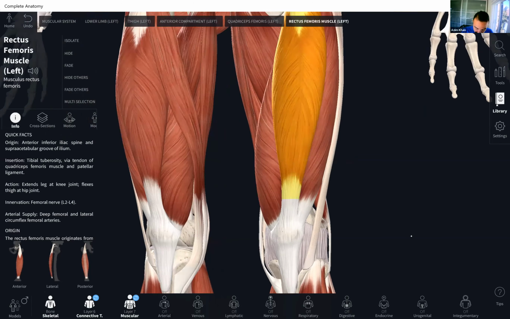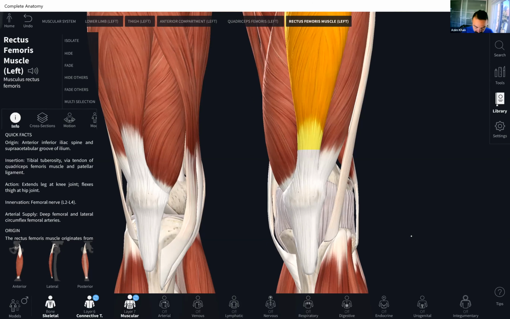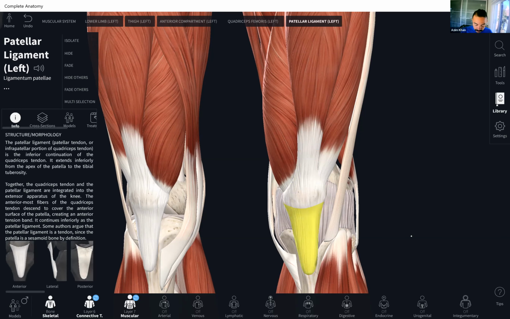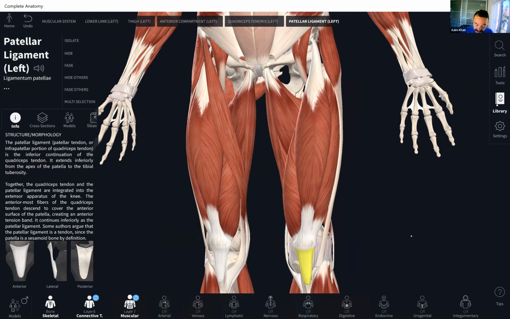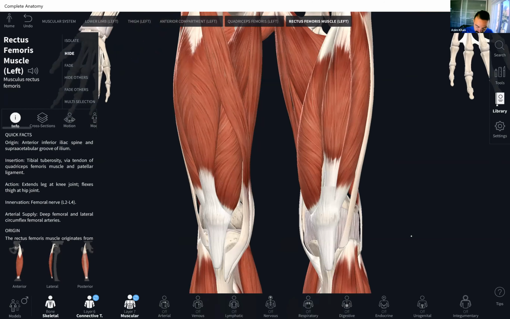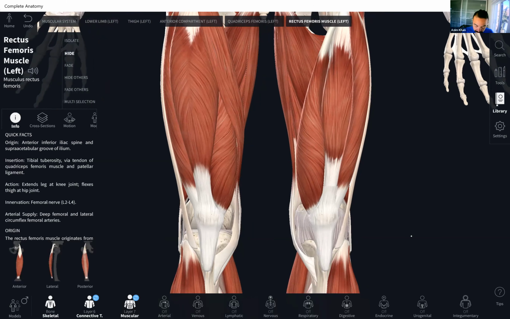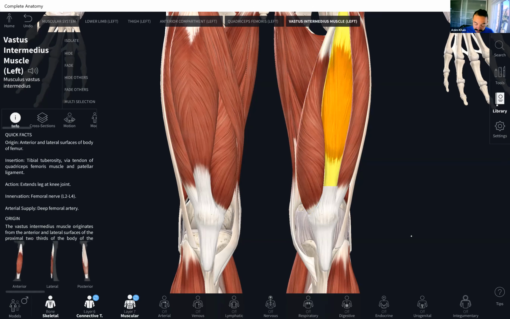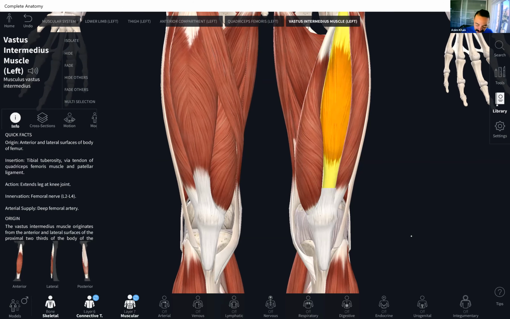And you can see how it attaches to the quadriceps tendon, which attaches to the patellar ligament. If I hide rectus femoris, then we can see the other three more easily. There's vastus medialis. Vastus intermedius. Did I say intermedialis last time? Vastus intermedius.